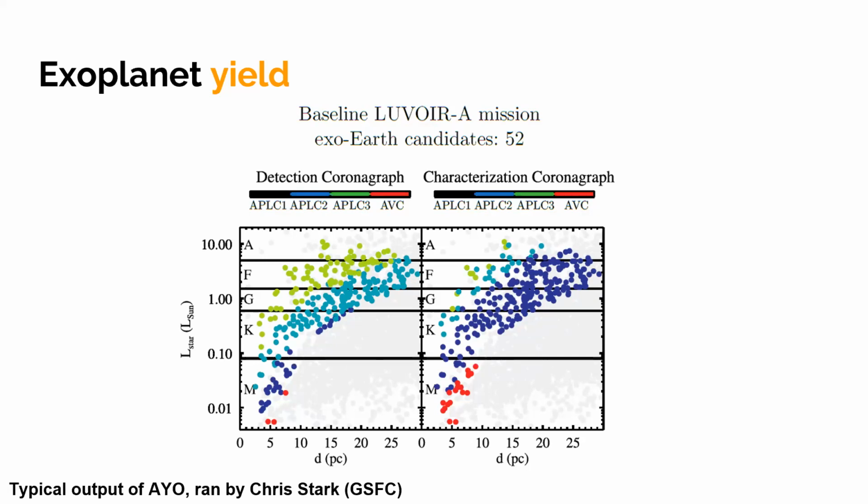So these are luminosity distance diagrams with the colors showing the coronagraph that detects the planet and the coronagraph that actually characterizes the planet afterwards. And I'll come back to this later on.